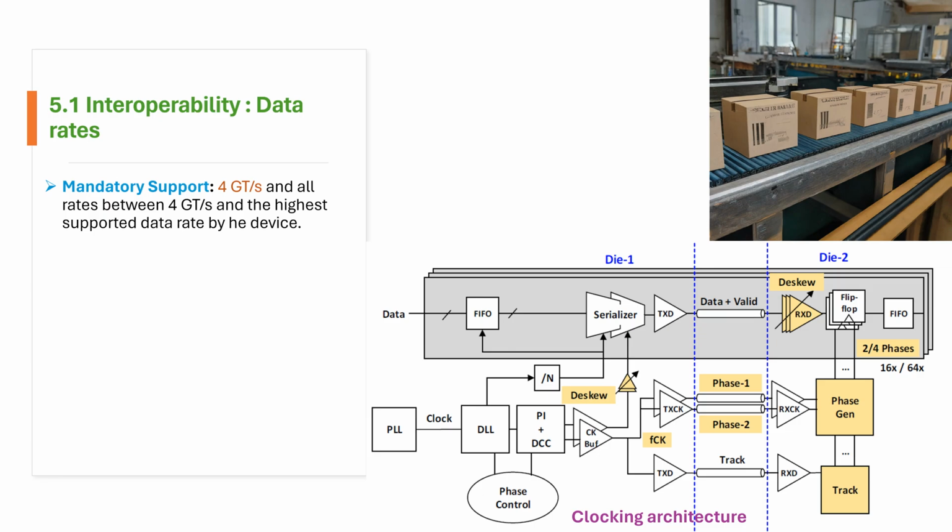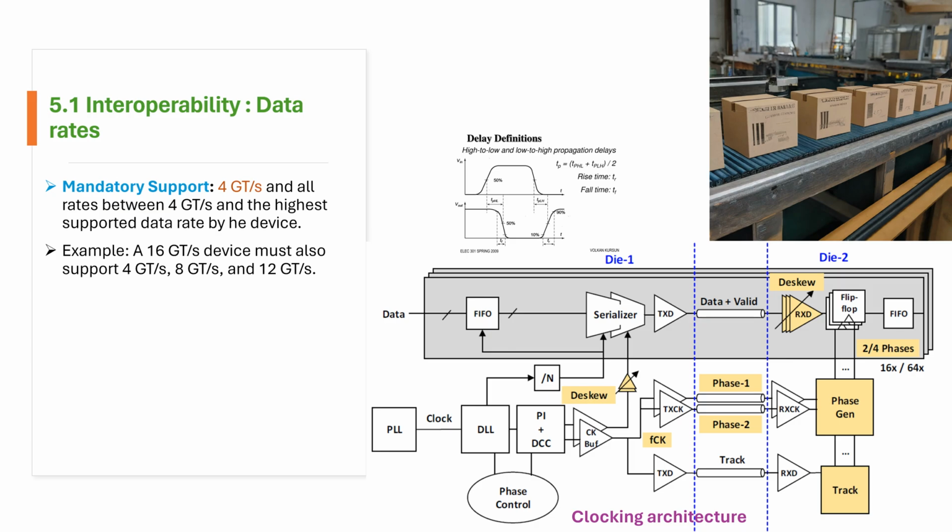So what is the mandatory support? 4 giga transfers per second is the minimum data rate mandated by this protocol. Along with 4 giga transfers per second, all the rates up to the highest data rate supported by the device must be supported. For example, assume your device supports 16 giga transfers per second. This device should not only support 16 giga transfers, but also 4, 8 and 12 giga transfers per second. These are the mandated data rates to be supported.